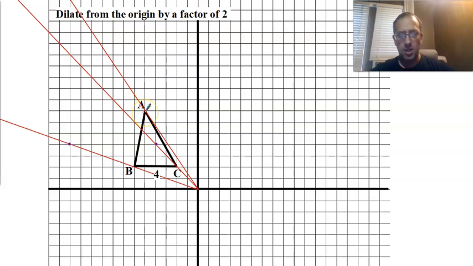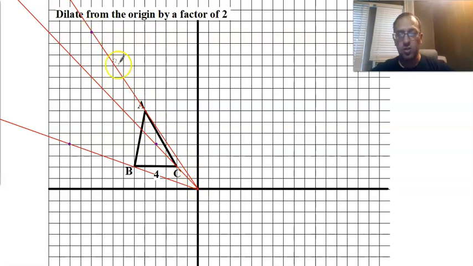Let's see, A is at -5, 7. So I need it to be at -10. So 6, 7, 8, 9, 10. And then +14, because I'm going to double the 7. So that would be 1, 2, 3, 4, 5, 6, 7. All right, there. And that's where A prime will be.